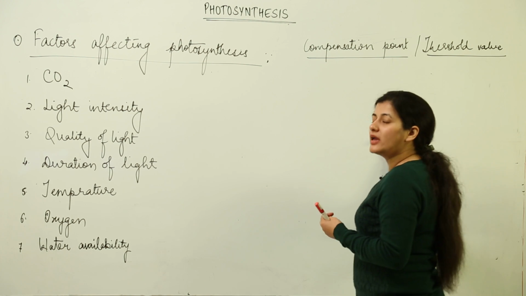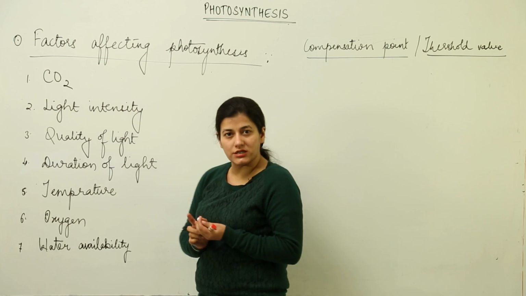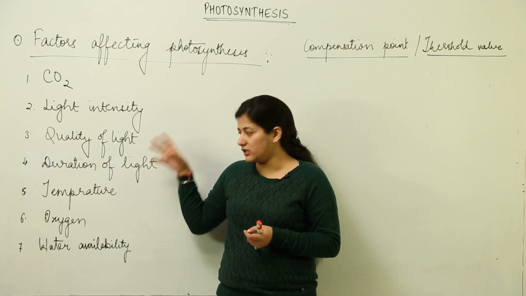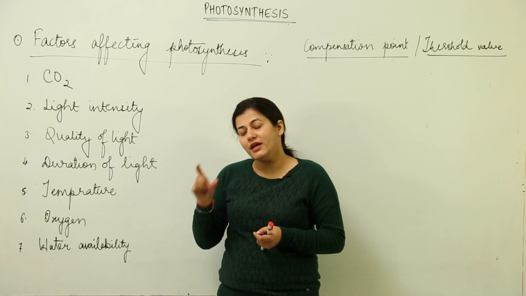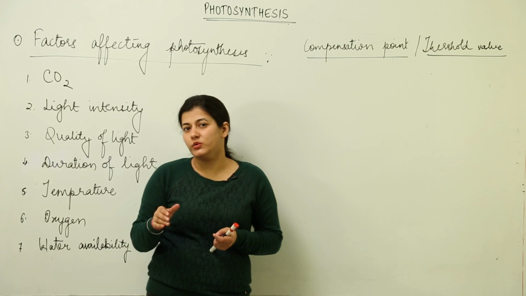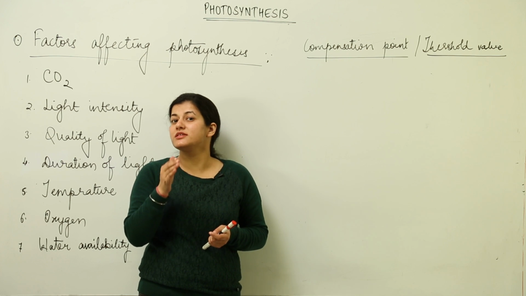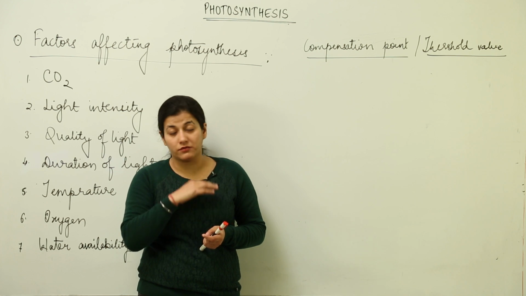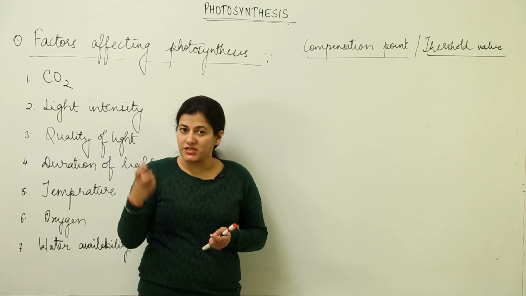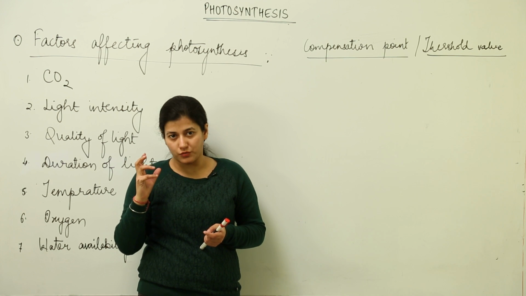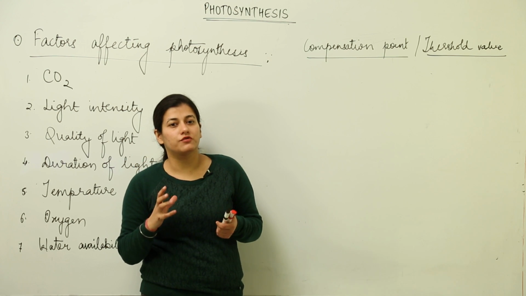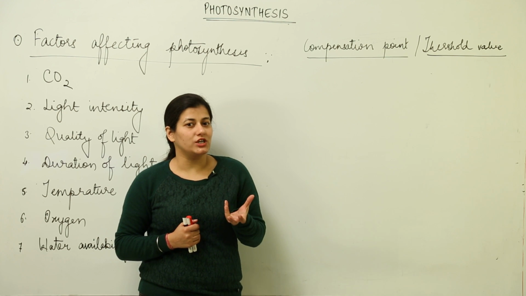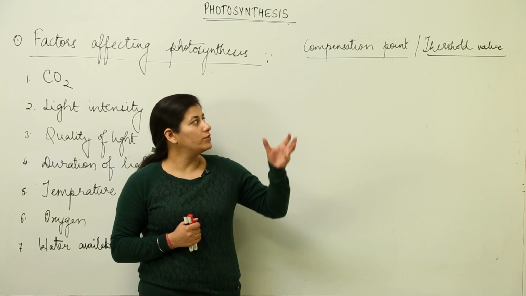Supposedly we have a leaf, a green leaf, that is being illuminated, that is being provided with all these factors. At that concentration of a particular factor, whichever is under consideration, that value at which the rate of photosynthesis would be such that there would be no exchange of gases taking place. There would be no carbon dioxide taken up, or no oxygen released. Basically, we are going to deal with rate of photosynthesis in terms of evolution of oxygen. So, when there is no gaseous exchange taking place, that would be known as compensation point.